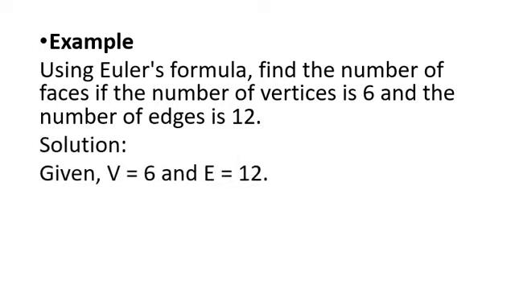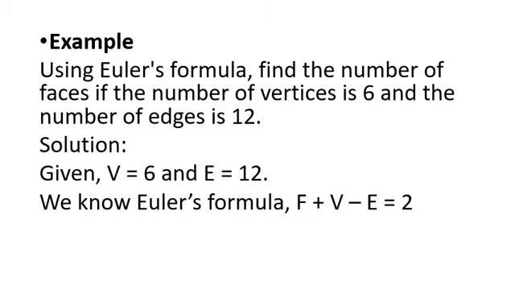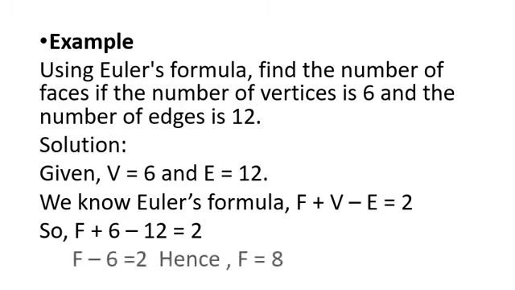So how will you solve this? V is equal to 6, where V is the number of vertices of a given figure, and E is equal to 12. So we know Euler's formula, that is F plus V minus E is equal to 2. So putting the values, F will remain F. You can write F here, or you can take any unknown quantity like x, y, z, a, b, c, whatsoever it is. You can let it be F also. So F plus 6 minus 12 is equal to 2. So it will be F minus 6 is equal to 2, and hence F will be equal to 8, where F, V and E are the faces, vertices and edges of a given solid or given figure.